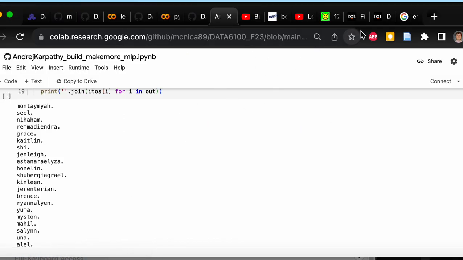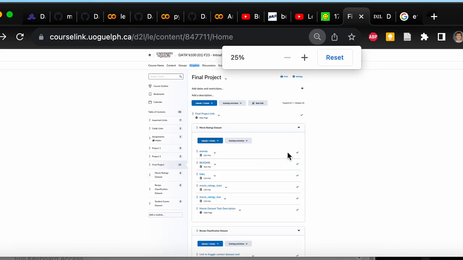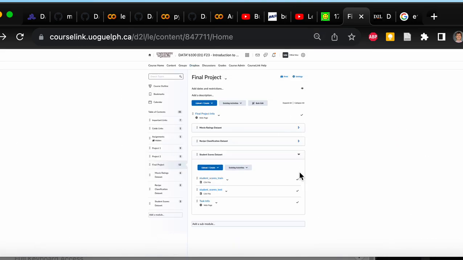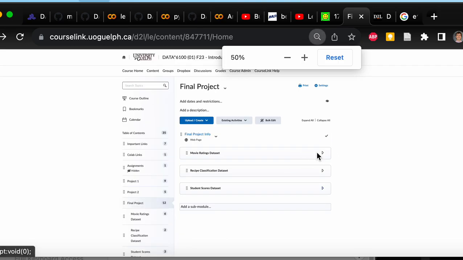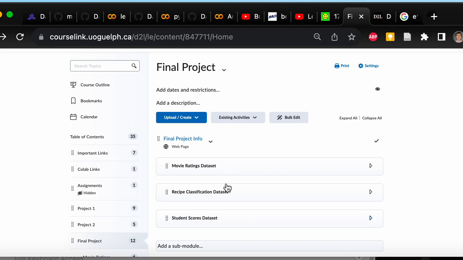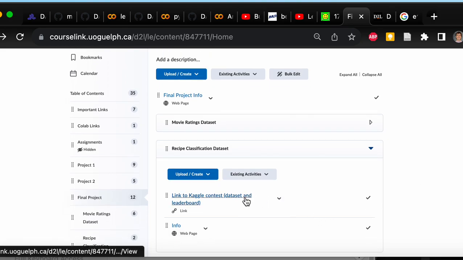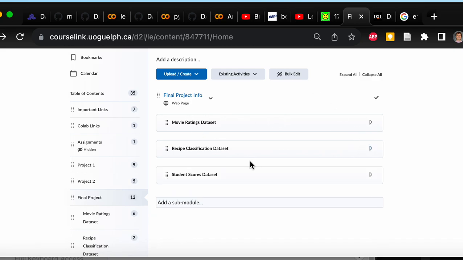So on CourseLink, here are all the 3 data sets. Oh, somebody emailed me and said, do they have to do all 3? You have to do one of the 3. So this is a good thing to know. You pick one and do one. So, the movies, the recipe, or the student scores. The recipe one, another thing I'll say is that the leaderboard is on Kaggle. So if you want to do the recipe one, you have to make a Kaggle account and you submit to the Kaggle leaderboard. But the other 2, I will make leaderboards for.